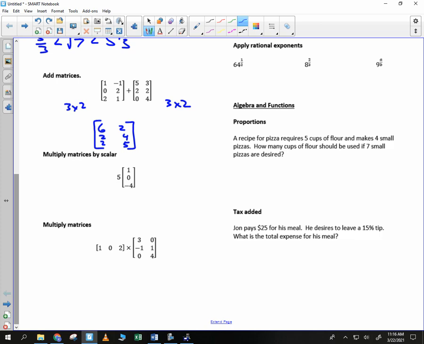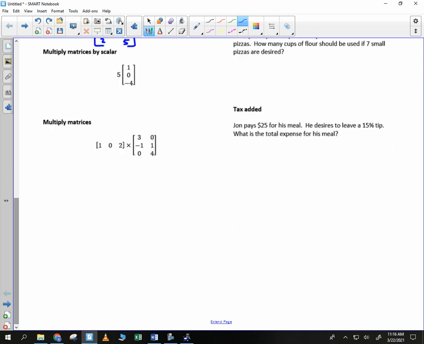You may be asked to multiply by a scalar in order to create a new matrix. So 5 times the quantity 1, 0, negative 4. That simply produces another 3 by 1 matrix, which is going to be 5, 0, negative 20. If you see a matrix question on the test, it may look complicated. The fact is they should be pretty straightforward and easy. Multiplying matrices will be where it will be most challenging.